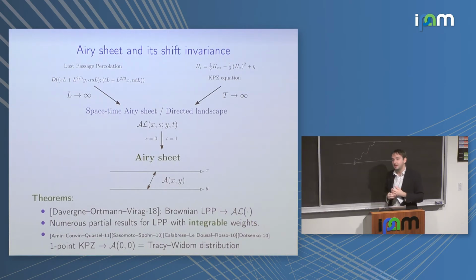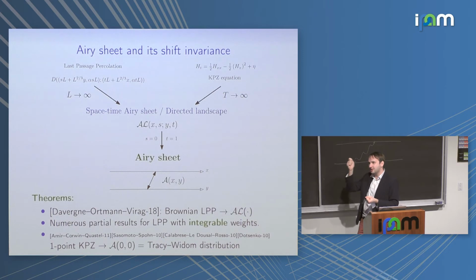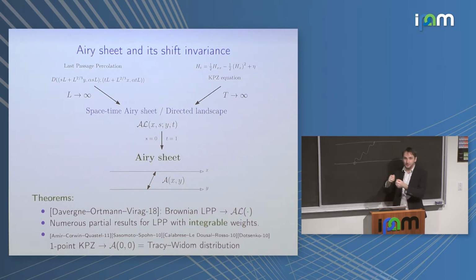For example, for the KPZ equation itself, there is a 1-point result, which says that if you just look at one random variable, which is the law of the solution of the KPZ equation maybe at 0 at time t, then as this time t becomes large, if you do proper scaling, you converge to the value of this Airy sheet at (0,0), which is the same random variable as the Tracy-Widom distribution. Okay, so there is this universal object in this area.